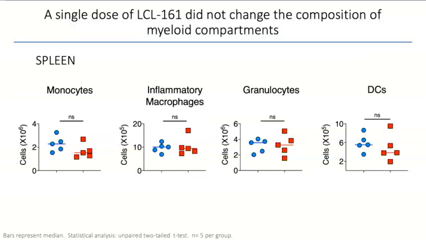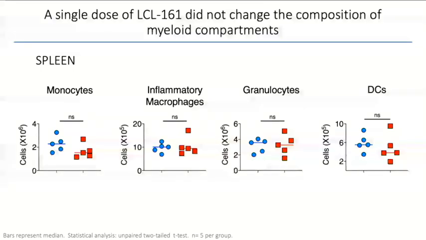So I have shown that a single dose of LCL161 given at 24 hours post-infection was insufficient to reduce viral load or to change the composition of myeloid compartments. I am currently planning follow-up experiments that involve giving mice LCL161 earlier during the course of infection and with repeat dosing. This will enable me to further characterize the prophylactic potential of IAP antagonists for preventing severe dengue.